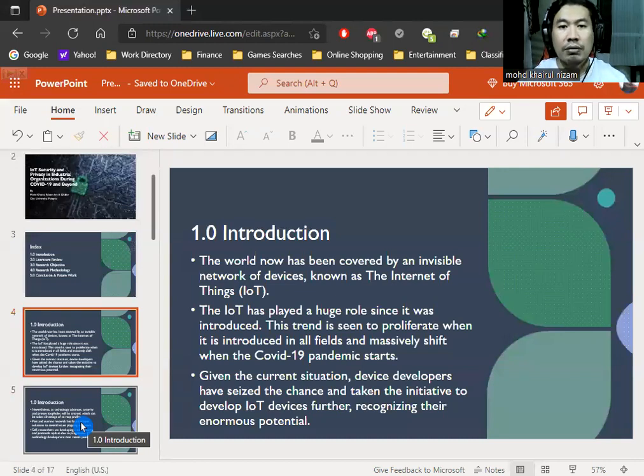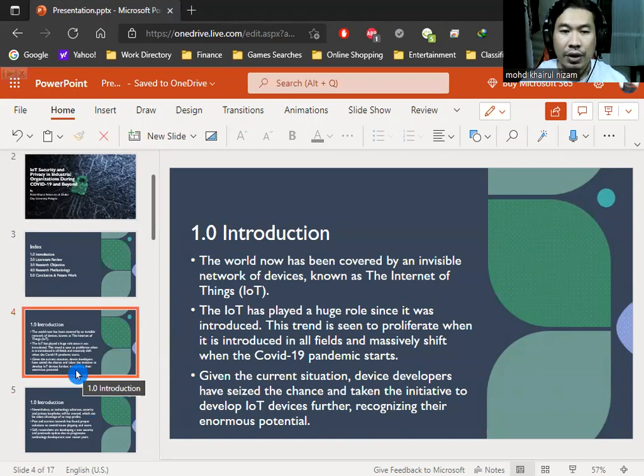Now we know that the world has been covered by an invisible network of devices that we know as IoT, Internet of Things. It has played a major role since it was introduced and has seen a trend that massively shifted when the COVID-19 pandemic started.